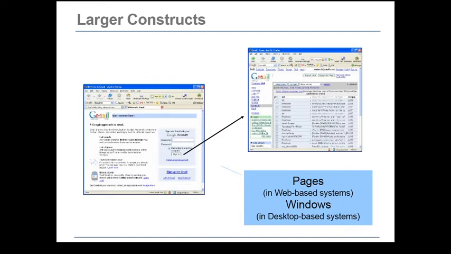Now large constructs. As we will see in this diagram, here is the window, and you can simply type the username and password, then click the open button, and then you can see this type of window. This is nothing but your Gmail account. So the page is for a web based system, and the second is the window, for a desktop based system.